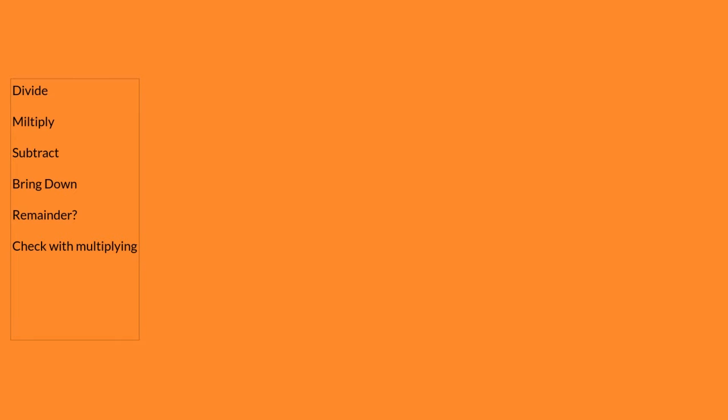Hello everyone, welcome. Today we're going to be dividing whole numbers, so not decimals yet, we're just dividing whole numbers. And there are 6 steps that you need to remember, and you can always refer back to this video if you need to remind yourself of those steps. The first one is divide, then multiply, subtract, bring down, is there a remainder, and then check with multiplication.